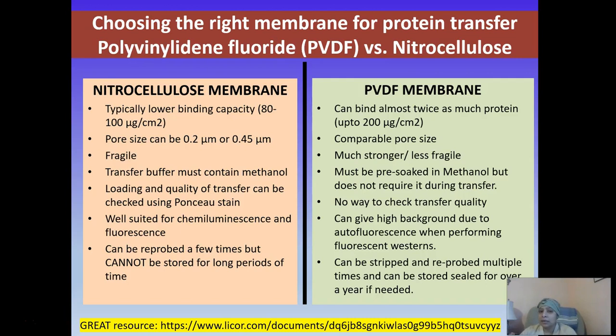And like I said, nitrocellulose is a little bit fragile. PVDF is much stronger, harder to cut, harder to play with in some ways, but because it is stronger, it can be stripped and reprobed many, many times. You can even just seal it and store it in your fridge even for 2 years, and then take it back out to reprobe it.